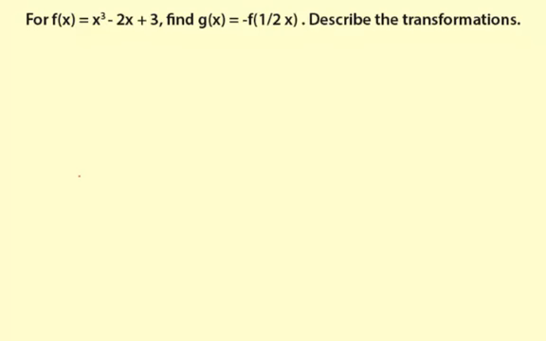For f of x equals x to the third minus 2x plus 3, find g of x equals negative f of 1/2 x. Describe the transformations. Okay, so looking at g of x and f of x, notice that in f of 1/2 x, your 1/2 is inside. So that means you're going to have a horizontal stretch by 2.